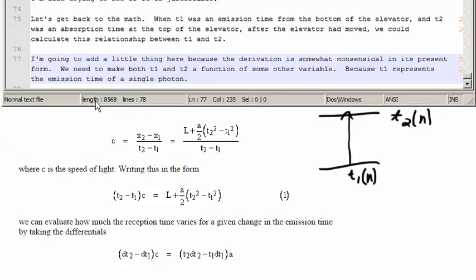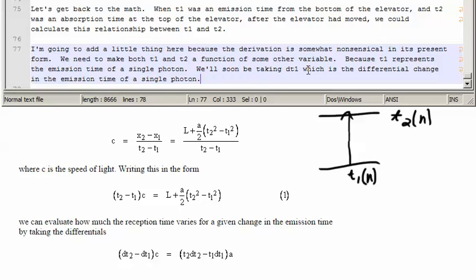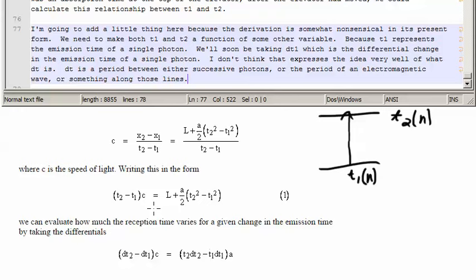Because T1 here represents the emission time of a single photon. We'll soon be taking dT1, which is down here, the differential change in the emission time of a single photon. So I don't think that expresses the idea very well of what dt is.